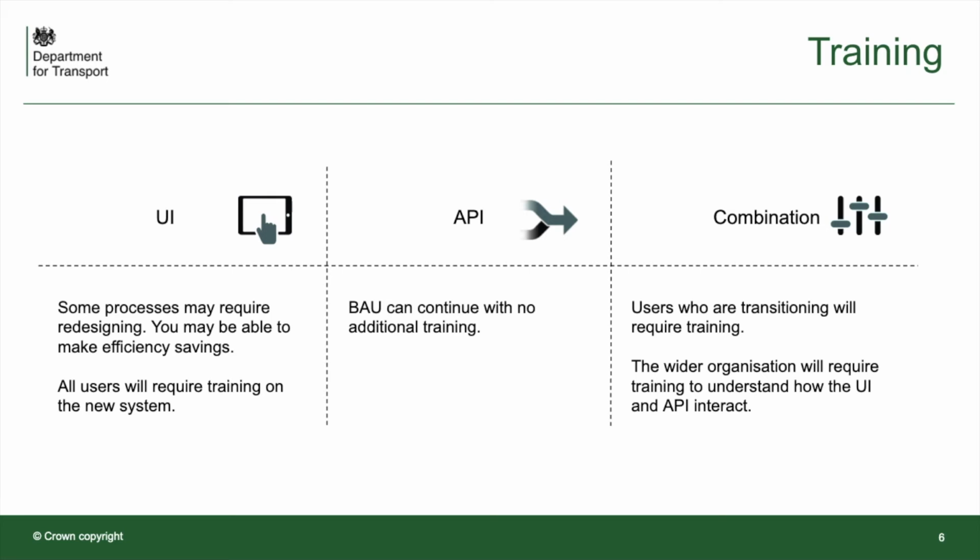API users should be able to continue business as usual with minimal or no training, since the interface will remain the same, while those using the combination approach will need to plan training if users will be transitioned over to the UI. It's also worthwhile informing the whole organisation how the UI and the API interact, so there's no confusion over which system is used for which activity.